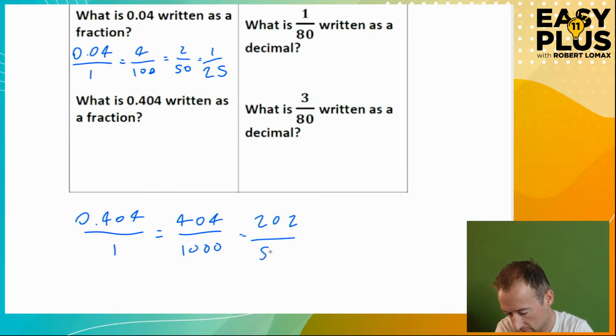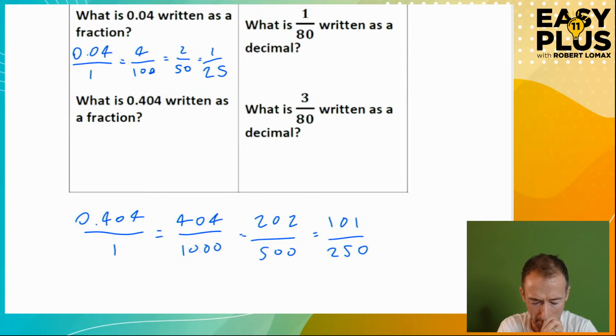Divided by 500, both even numbers again. 101 divided by 250. Okay, is there anything that goes into both of these? Well, I'll simplify this for you. You obviously should try out the options if you're not sure, but 101 is a prime number, so this is our final answer. Okay? 101 out of 250.